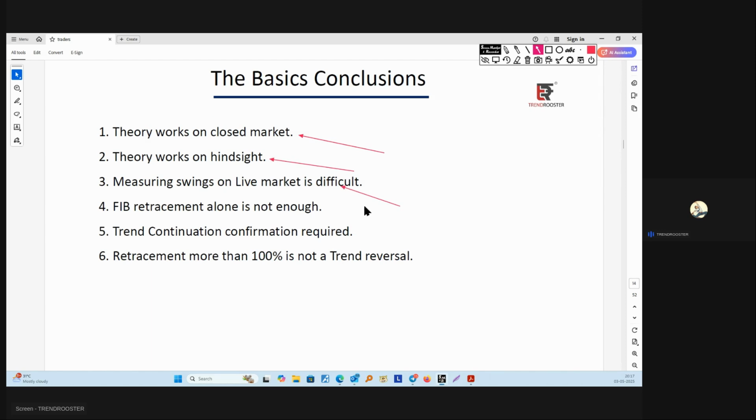How many of you face it in a live market, that measuring the geometry pattern is damn difficult? Fibonacci retracement alone is not enough. Trend continuation confirmation is required. Retracement of more than 100% is not a trend reversal. So I just debunked all this information with just one example. I can give you example after example, but you get the point, I guess. Am I right, guys?